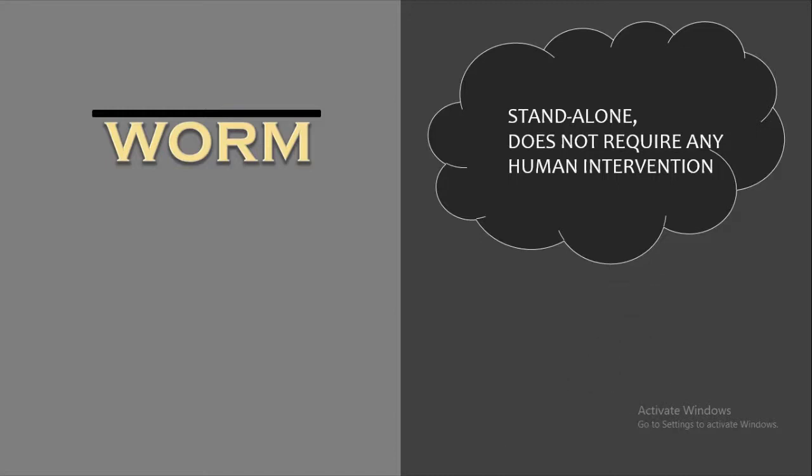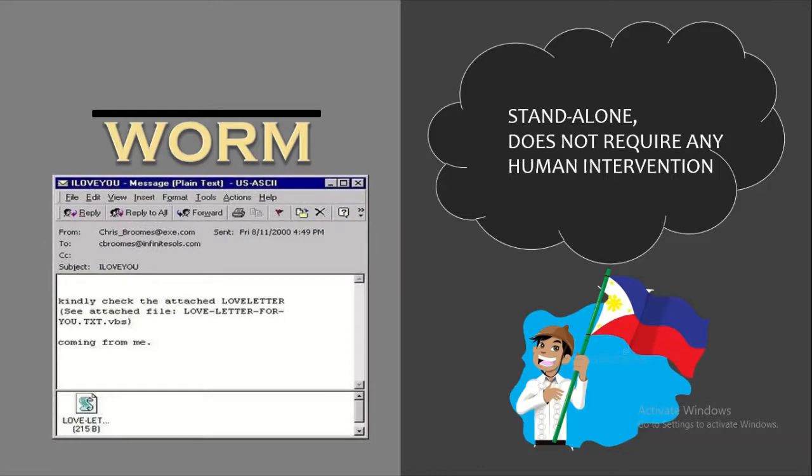On May 5, 2000, almost 10 million Windows personal computers were infected by a computer worm. It was created by a 24-year-old Filipino. It is referred to as the I Love You Worm or Love Bug. It started spreading as an email message with the subject line I Love You and an attachment Love Letter for You text that VBS.